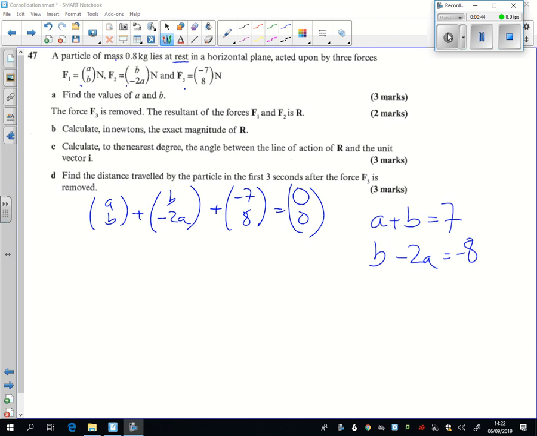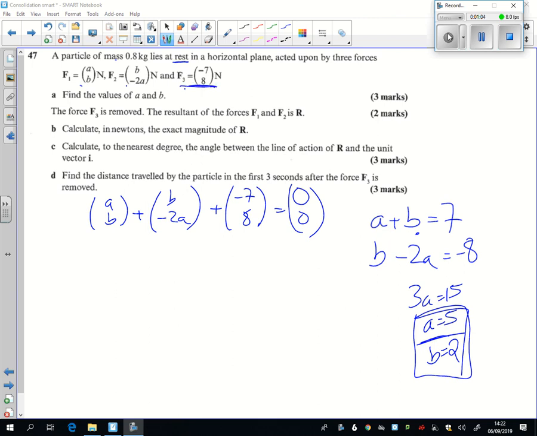And if I subtract those two equations, I can figure out that 3a is 15, which gives me a is 5. I'll now go back to that one there. If a is 5, then b is 2. So part A: a is 5 and b is 2.